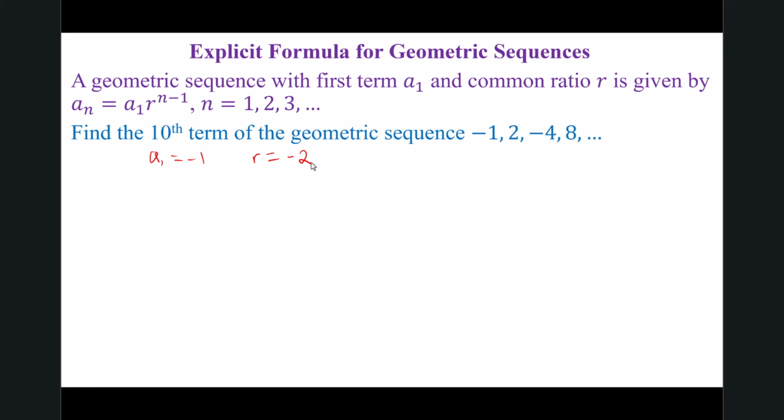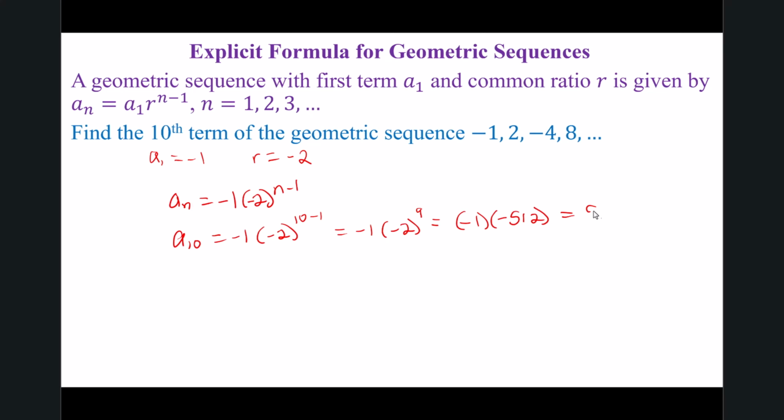So let's do that. If we have a sub n equals the first term times the common ratio to the n minus 1. The common ratio is -2. So this is what the explicit formula looks like. And now I need to find a sub 10. So I have a sub 10 equals -1 times -2 to the 10 minus 1, or -1 times -2 to the 9th, which is -1 times -512. And negative 1 times negative 512 is 512. So the 10th term is 512.